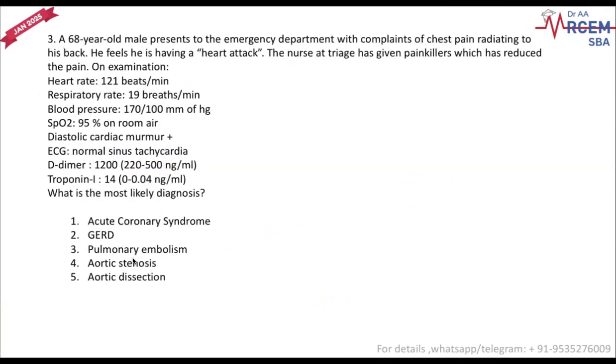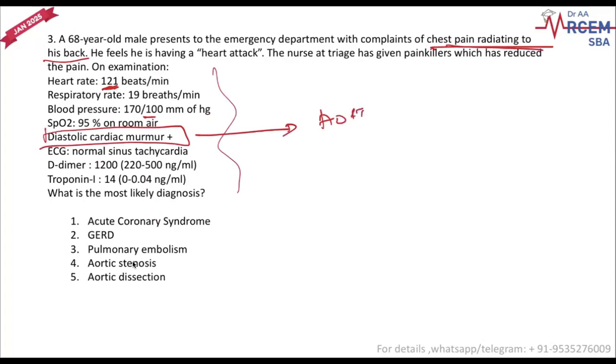A 68 year old male presents to the ED with complaints of chest pain radiating to his back. He feels he is having a heart attack. The nurse at triage has given painkillers which have reduced the pain. On examination, blood pressure is on the higher side, there is some tachycardia, and a diastolic cardiac murmur. Whenever there is pain radiating to the back, think of aortic regurgitation. D-dimer is high, troponin is high. What's the most likely diagnosis?